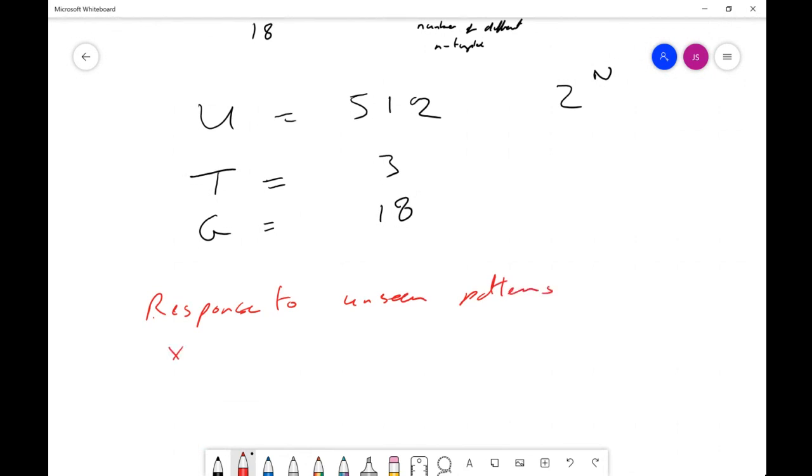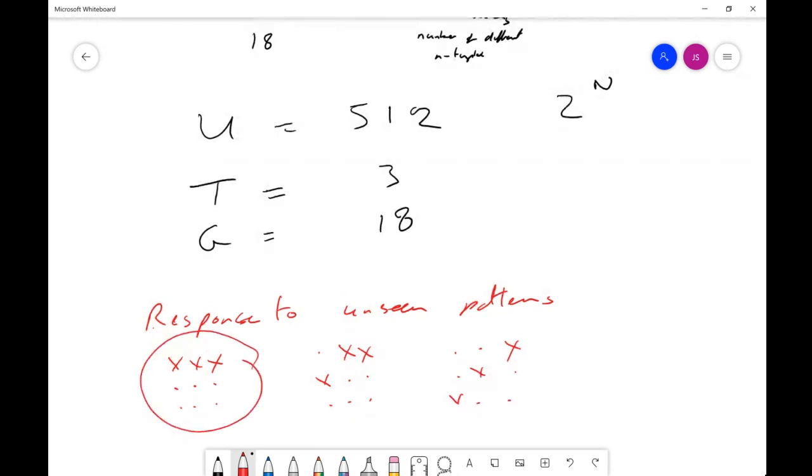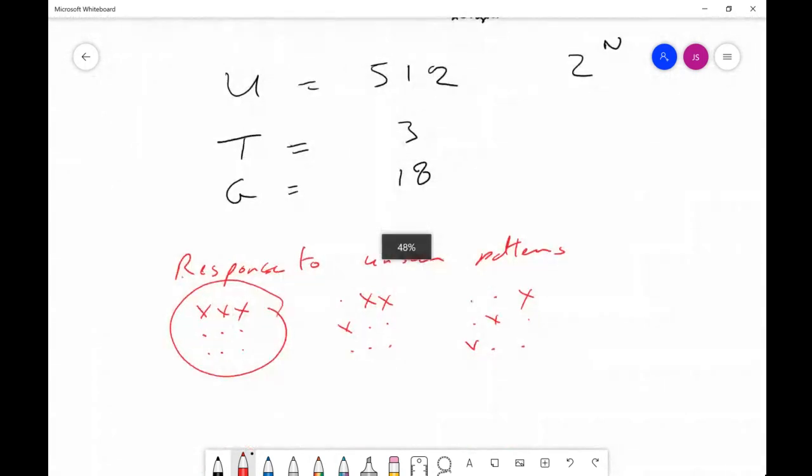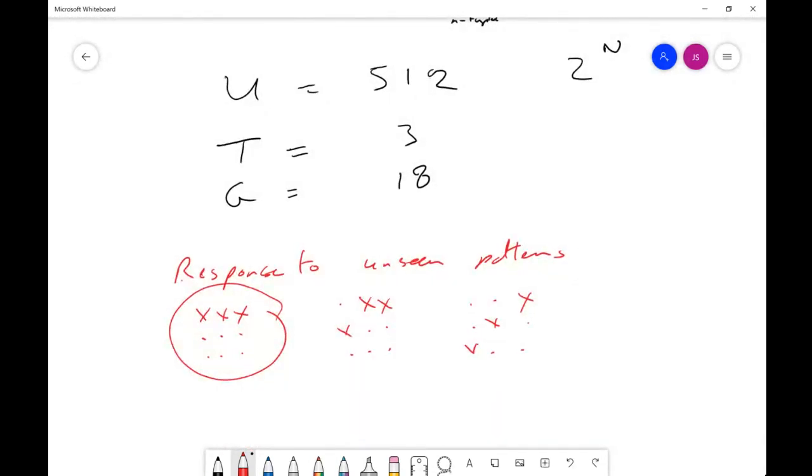And the 3 test patterns were, and the other one was, and the third one was a diagonal line. So taking this pattern first of all and putting it into the network, in fact, we have the term ABC.